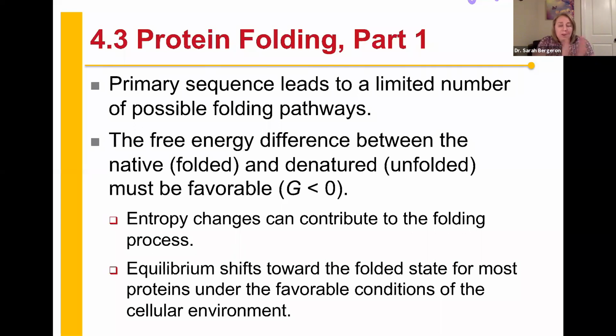And so you have kind of an equilibrium where you have folded and unfolded, you know, and the protein can go back and forth. But really what happens is that equilibrium will shift towards the folded state for most of the proteins due to those favorable conditions like delta S, right?